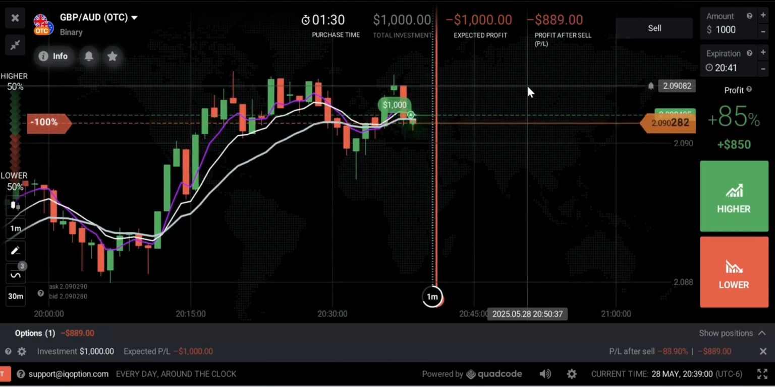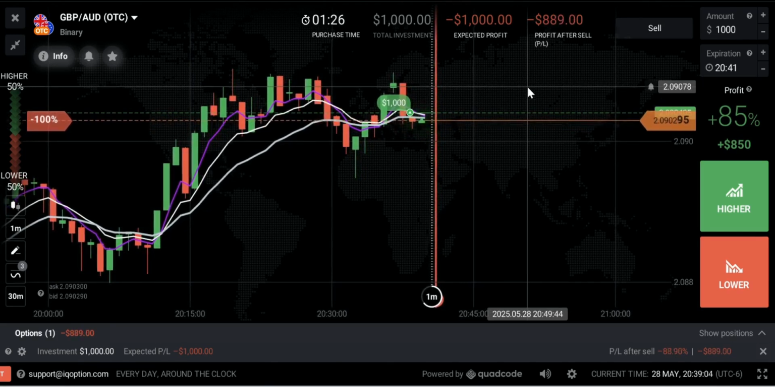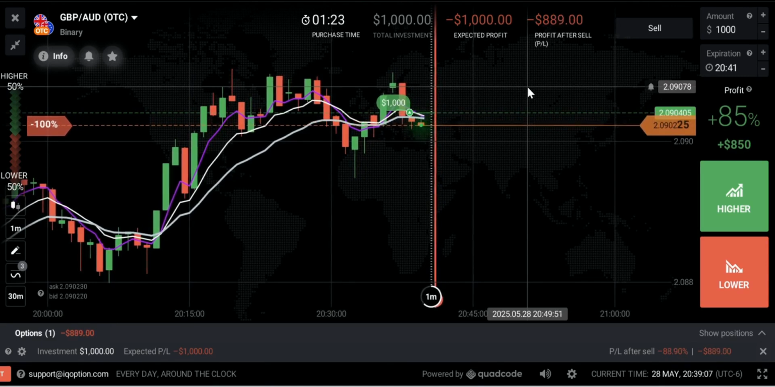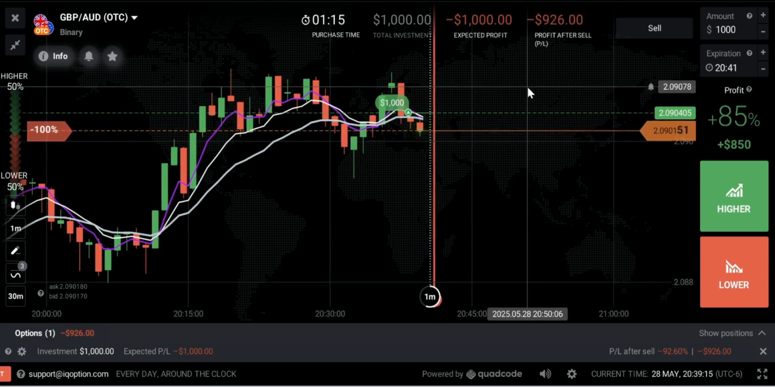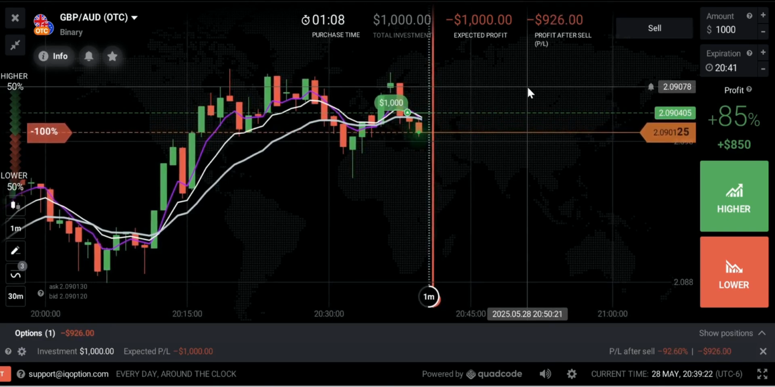Before I entered, the red candle pulled back. It was going up, then that red candle appeared and pulled back to touch the EMAs, looking for that momentum to go back up. So we can take advantage of that momentum.